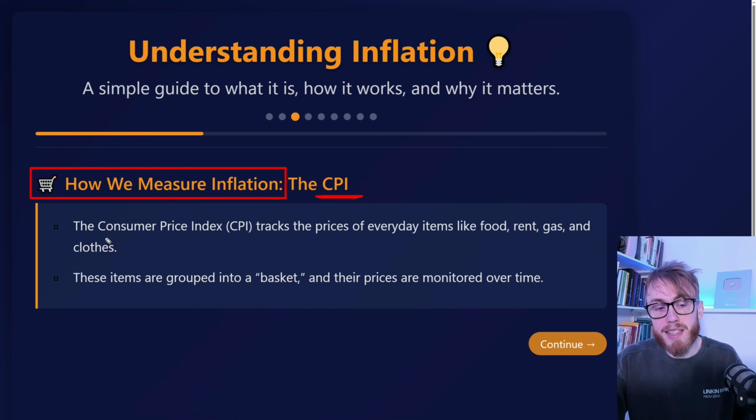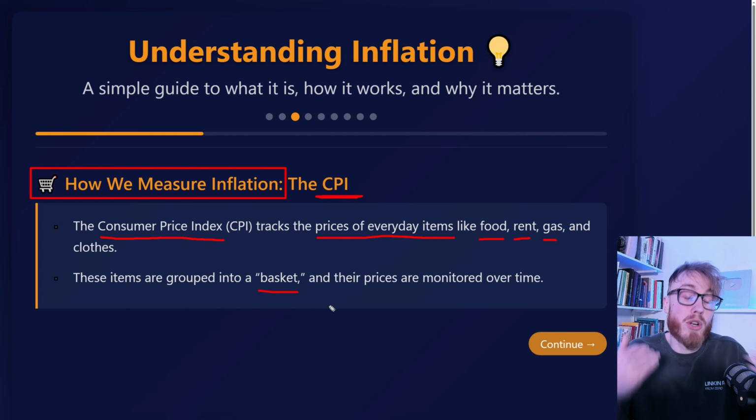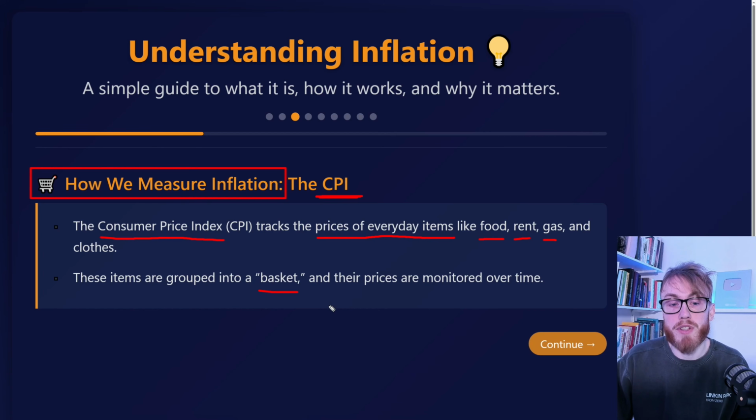Well, the CPI stands for the Consumer Price Index, and this is an index that tracks the prices of everyday items, like for example food, rent, gas, clothes, and so on and so on. And these items are basically grouped into a basket, and their prices are monitored and tracked over time.